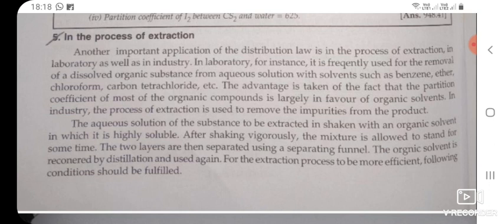The aqueous solution of the substance to be extracted is shaken with an organic solvent in which it is highly soluble. After shaking vigorously, the mixture is allowed to stand for some time. The two layers are then separated using a separating funnel. The organic solvent is recovered by distillation and used again.